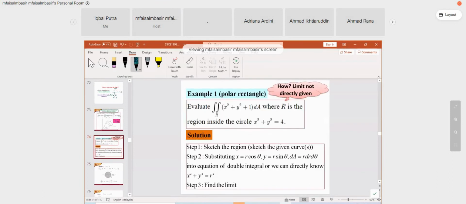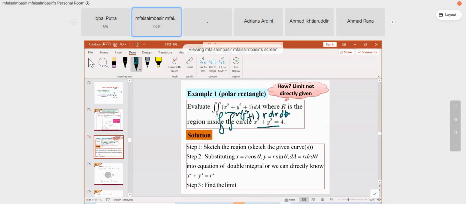Okay, we come to an example. Evaluate the integral where R is a region inside a circle. The limit is not directly given. So as I told you before, if the region is a circle, it's easier to compute in polar form. So this is R squared plus 1, and dA will be R dr d theta. Now you want to find the limit. The limit is difficult here, so you have to use this.